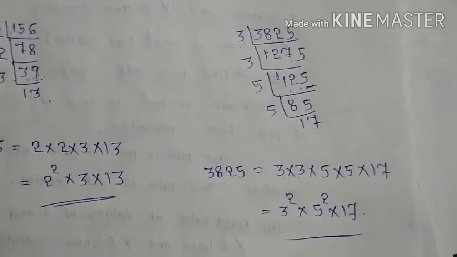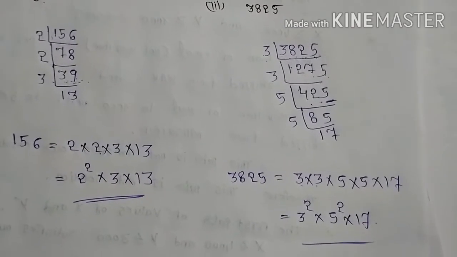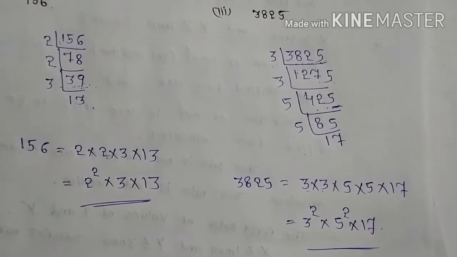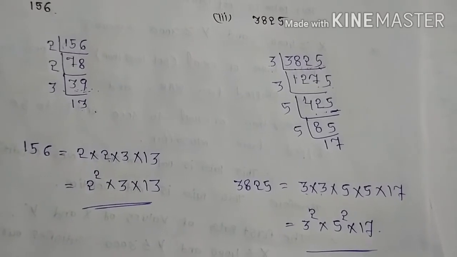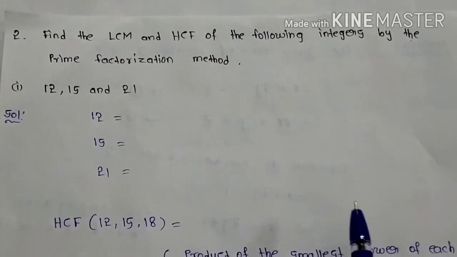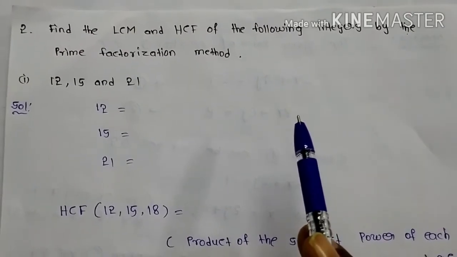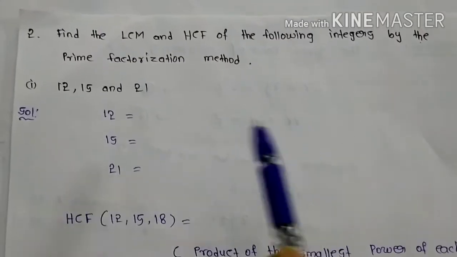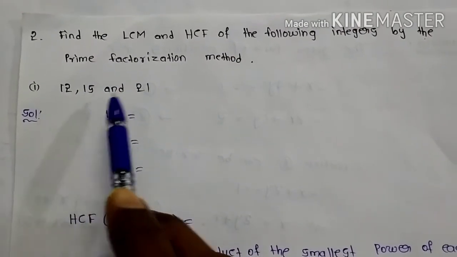Your answer is how much? We are expressing it in the form of prime factorization: 3 power 2 into 5 power 2 into 17. Now you can see here, find the LCM and HCF of the following integers by the prime factorization method. What is the prime factorization method? The numbers given are 12, 15, 21.